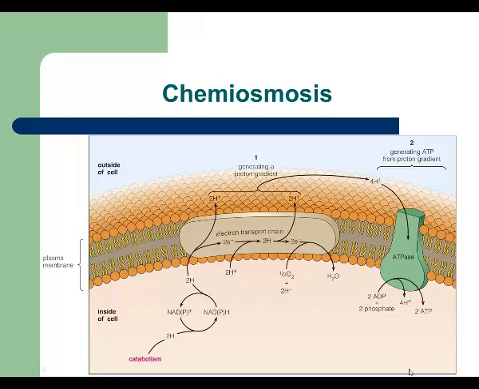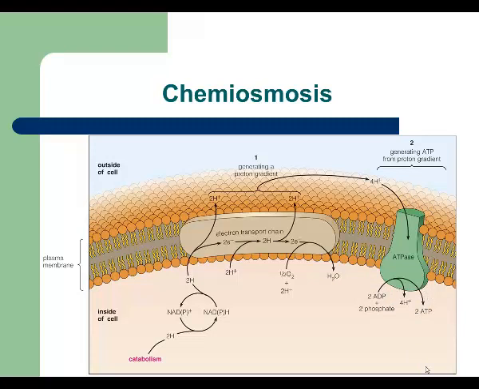The next step is that protons from outside of the cell will try to get back into the cytoplasm. The only way for them to go across the plasma membrane is to go through what we call a proton channel. This is another compound which is embedded into the plasma membrane. On this picture you see the proton channel in green color.